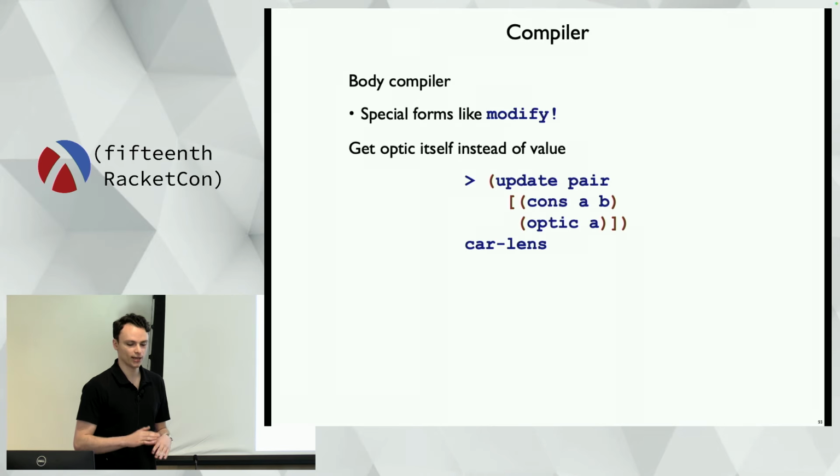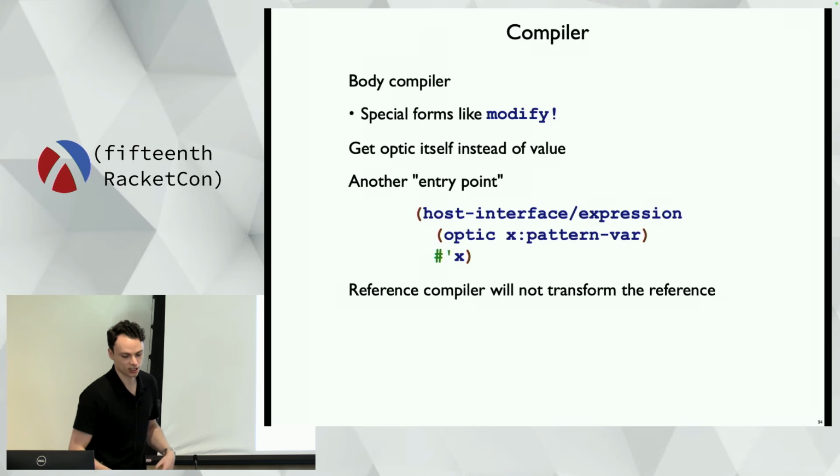And before we talk about modify bang, let's do something simpler. Let's say we want to give an optic form in the body where I don't want the car of this pair, which is what you would get if you just said A. I want the optic that A refers to. Normally this would be impossible, because if you have A, it's too late. You already have the car. You already have the value, and you can't recover the optic from it. So we need to do something. So optic needs to do something to prevent that from happening.